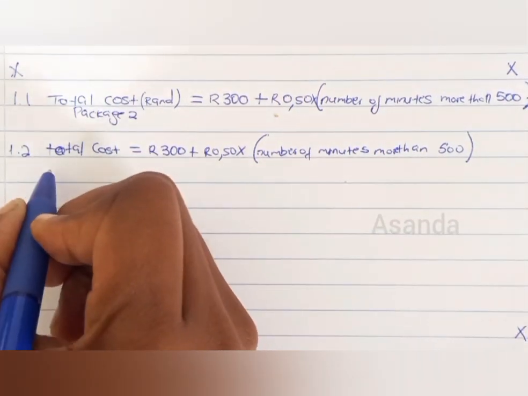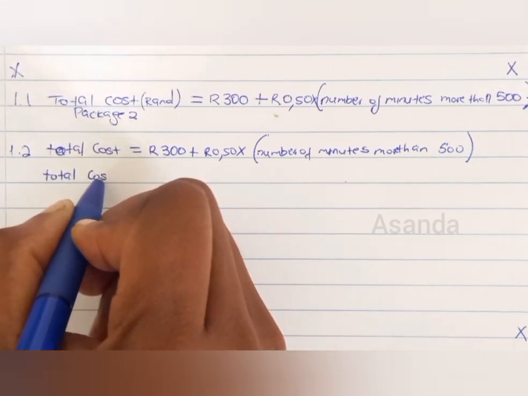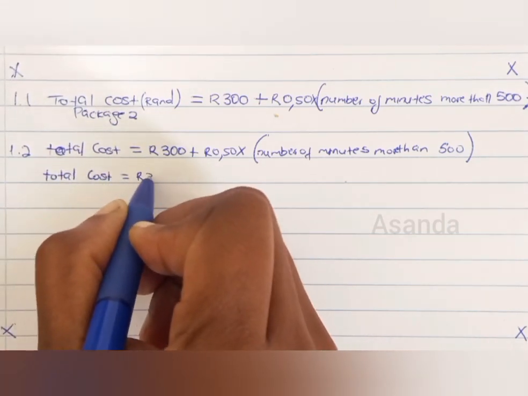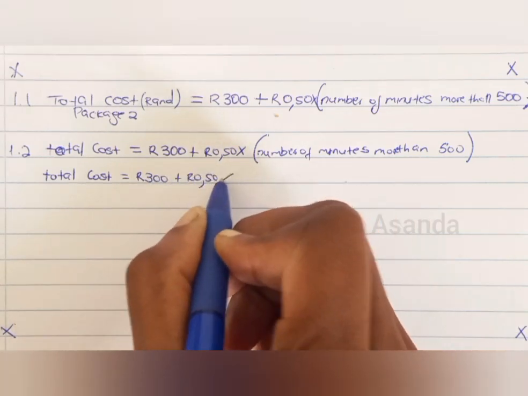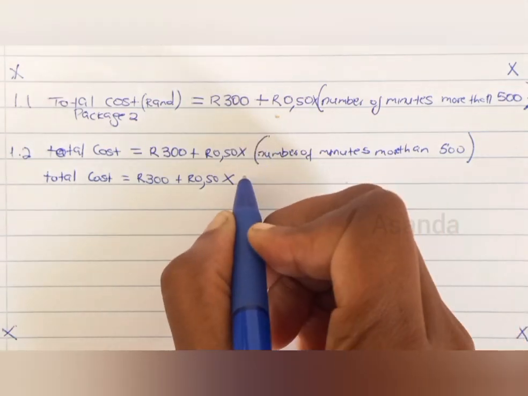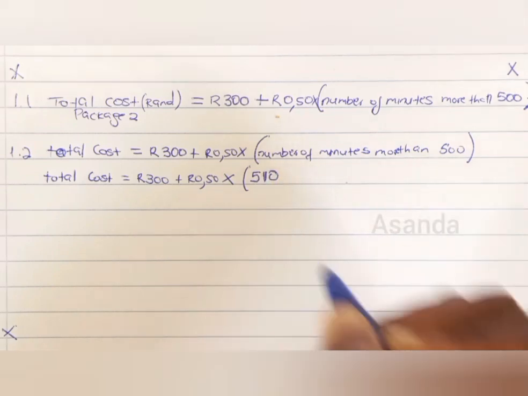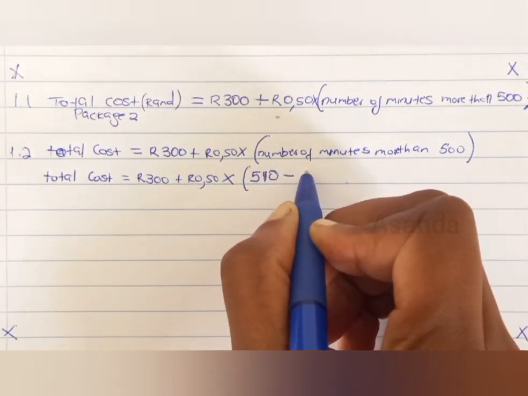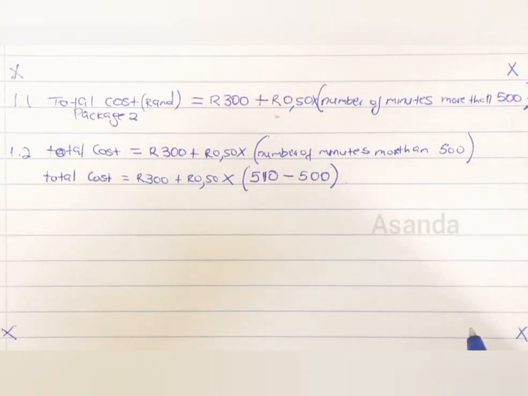And then I will say total cost is equal to, then I write my 300 plus my 50 cents multiplied by. Okay, so now we substitute. They said he made calls that amounted to 510. Therefore, here is where these minutes are going to be. 510, the number of minutes, and then we're going to minus the 500 at the end. That way it will give us whatever is more than 500.